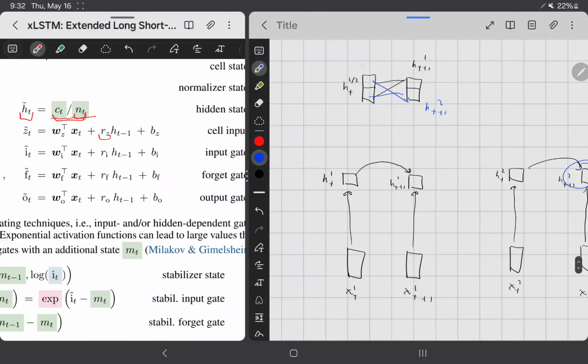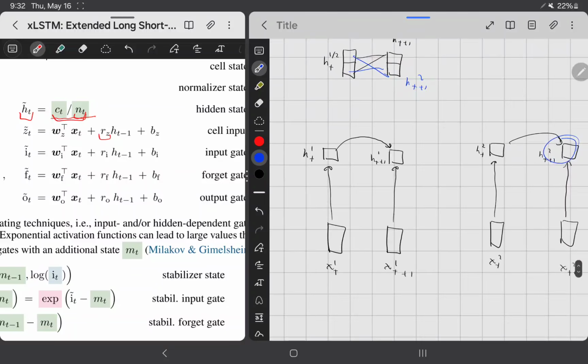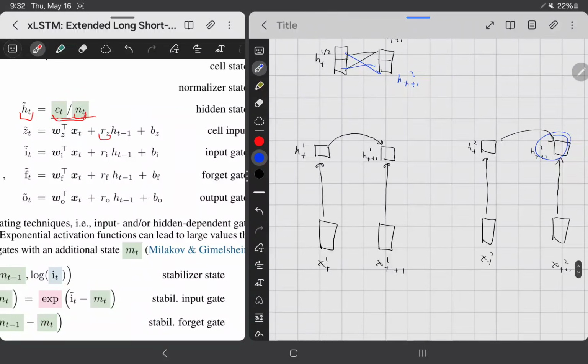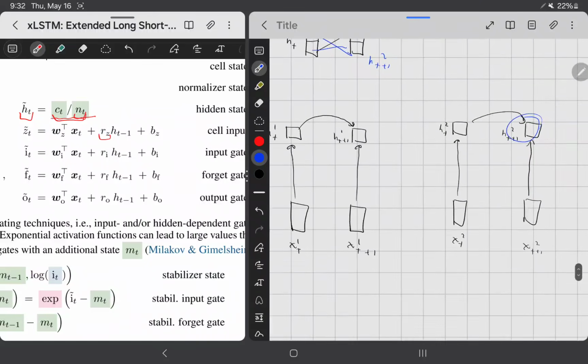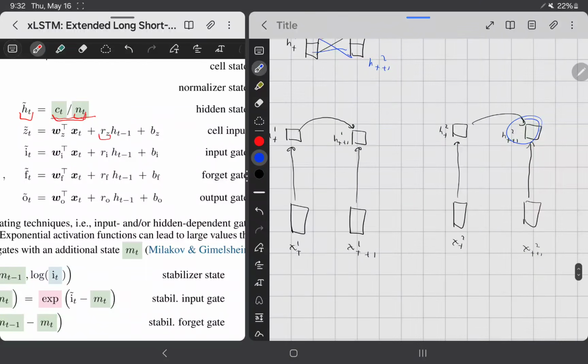So you can kind of see that proceeding to the next hidden state mixes information rather than it being independent from each other. So if you have multiple heads or multiple LSTMs in parallel, this mixes information. And they mentioned that that's a problem because you can't have these parallel LSTMs running.